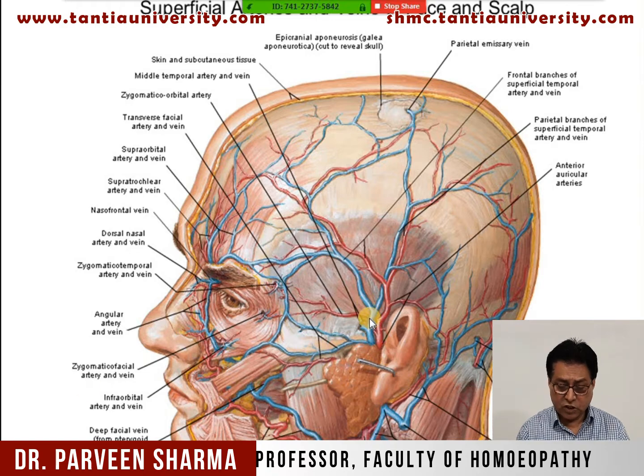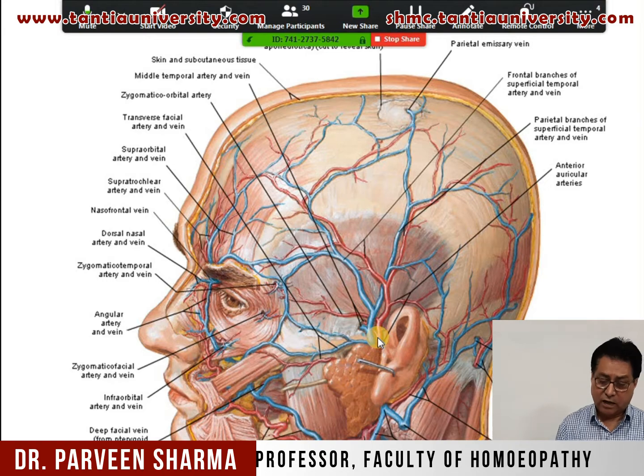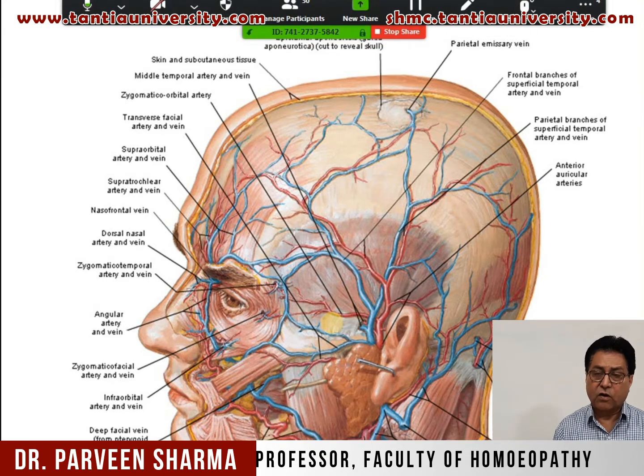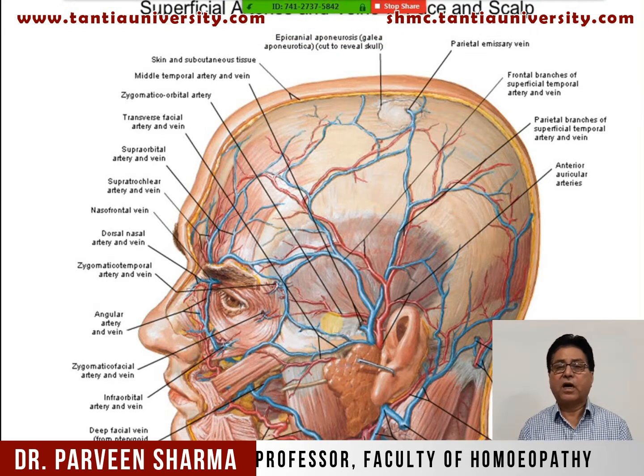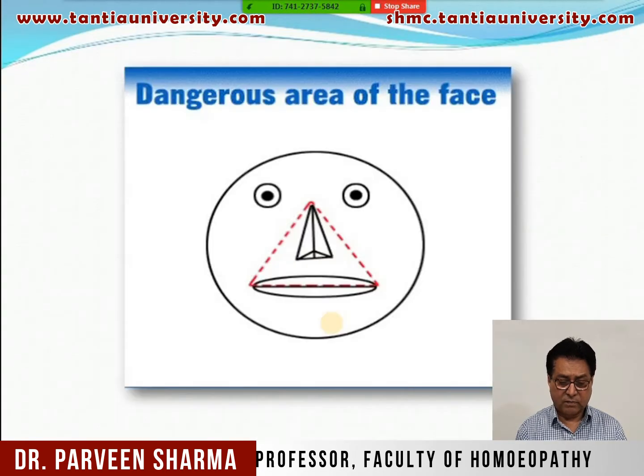Then you have superficial temporal artery, which is a terminal branch of external carotid artery. It also supplies the upper part of the face. So that is about the arterial supply of the face. This is again the same diagram.